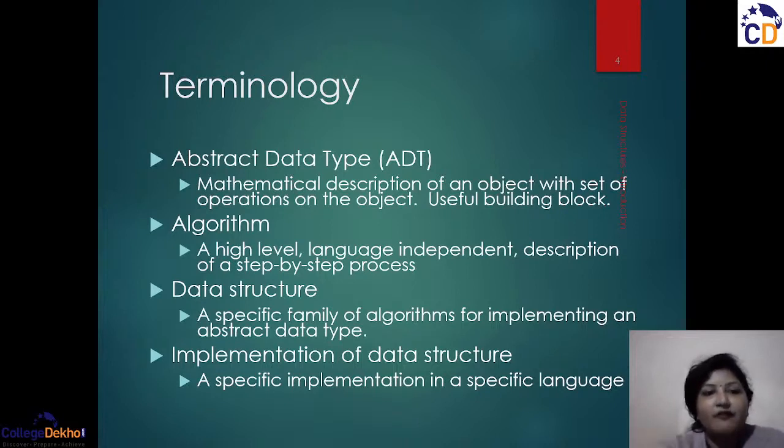So what have we learned from this? What are data types? We will be learning in detail also. What are algorithms? Algorithms are the series of steps or step-by-step process to perform a specific task, right? What is a data structure? A method to organize the information using ADT and algorithm. ADT is what? Abstract data type. Data type is what? Whatever mathematical description of an object.